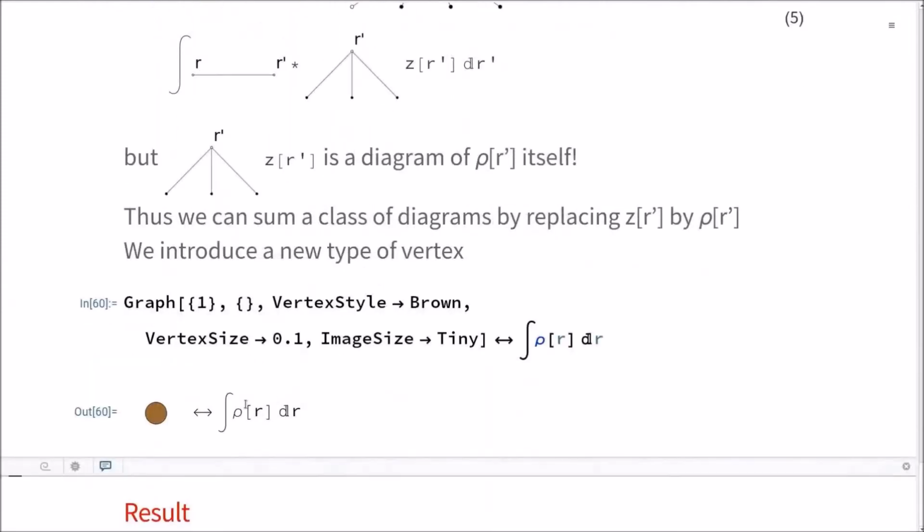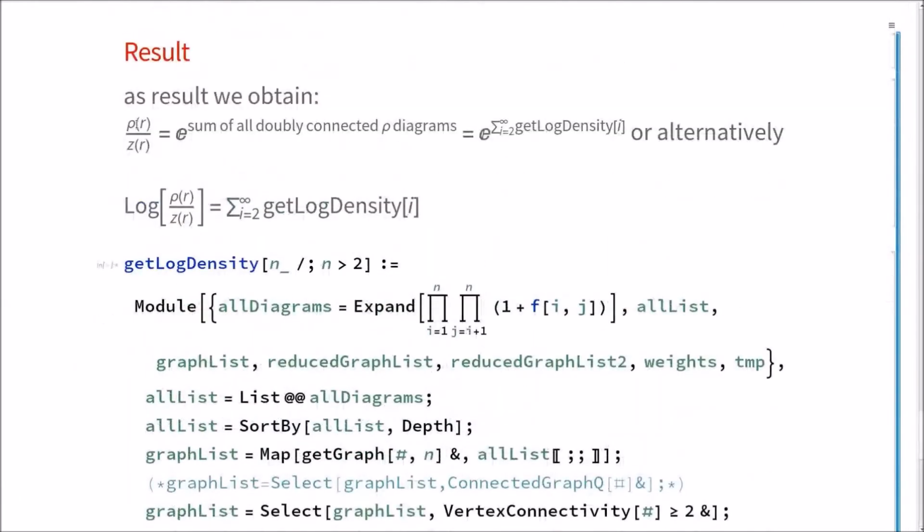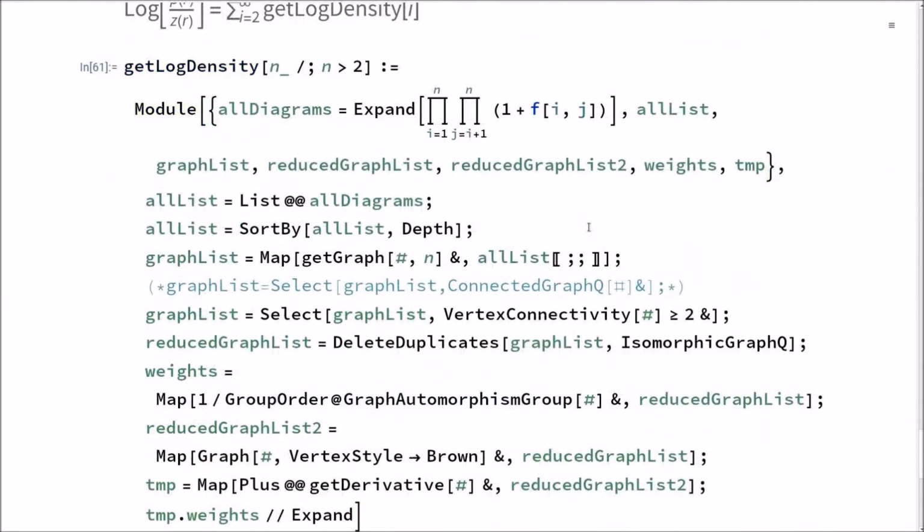that we do not integrate over Z, we rather integrate over the density here. So, and what is the result? Is that we can express the density divided by Z by the sum of all double connected row diagrams in the exponent here. And this we put in a Mathematica function, which we call get log density of a certain order, and we can calculate this log density for some arbitrary order.